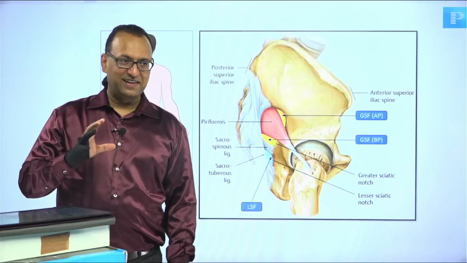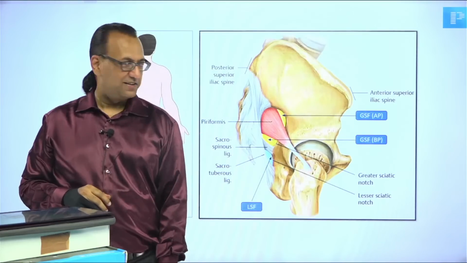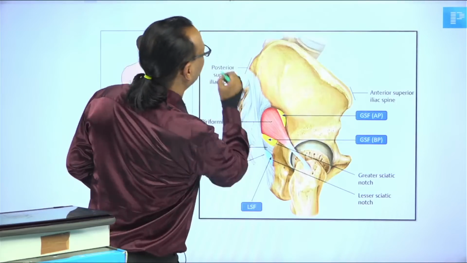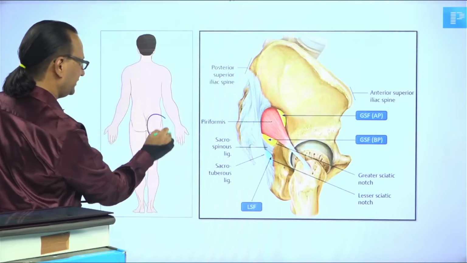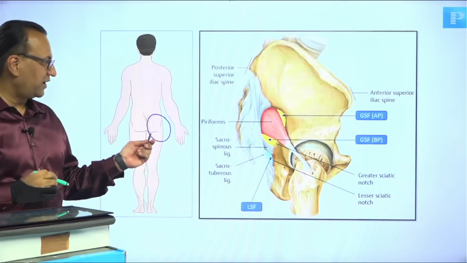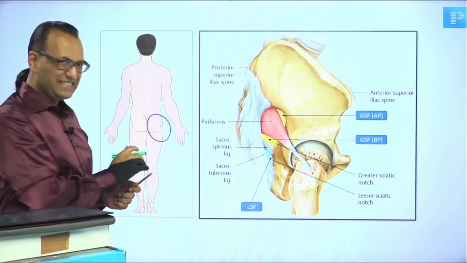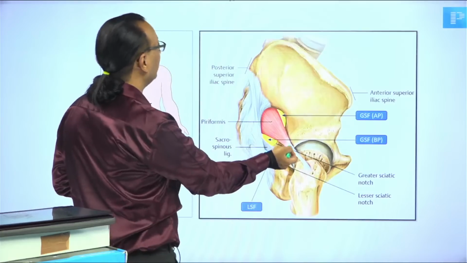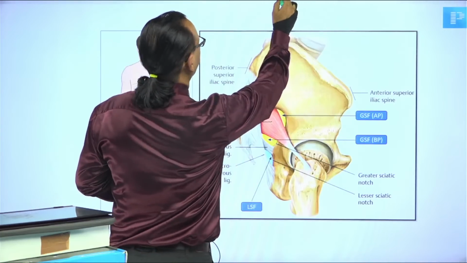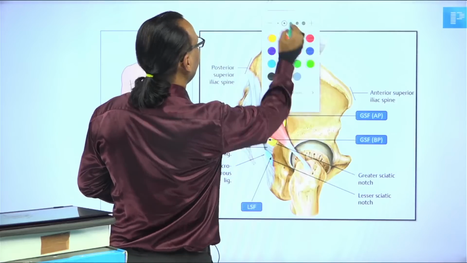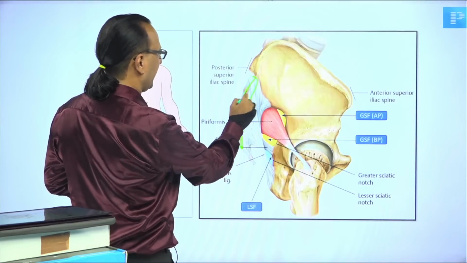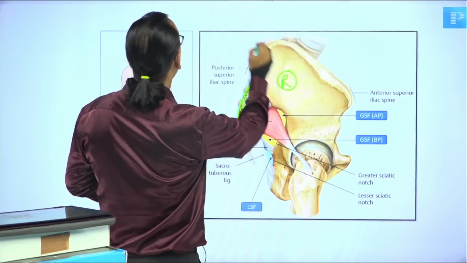Anyhow, humor aside, looking at the right-sided gluteal region, posterior view, not exactly posterior but posterolateral, because this is the sacrum bone posteriorly, and this is the right hip bone.